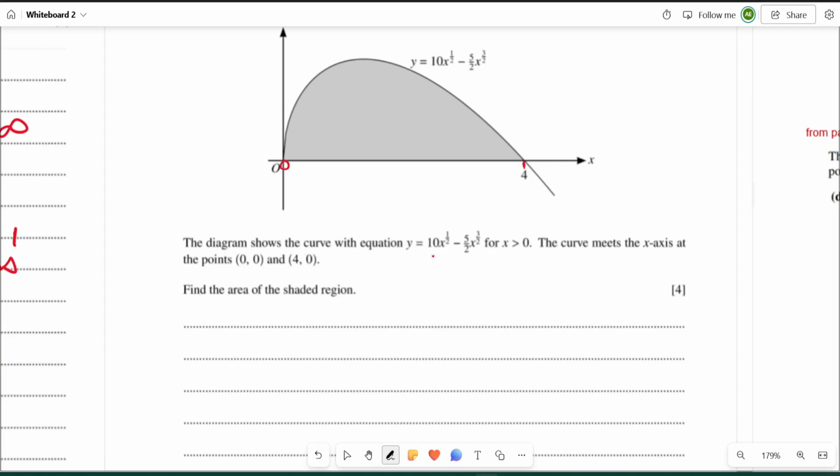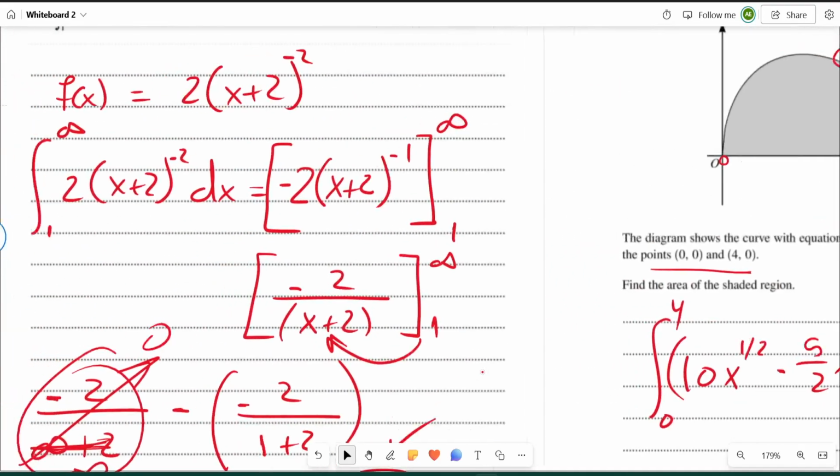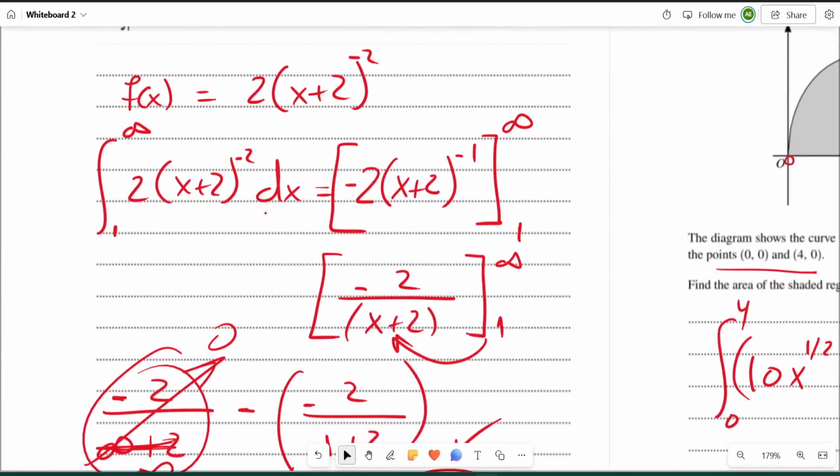The diagram shows the curve with this equation. The curve meets the axis at this point and this point. Find the area of the shaded region. So I'm going to do an integral, I'm going to take it from 0 to 4 of this curve, which is already written in an integratable way over here, minus 5 over 2 x power 3 over 2. And never forget to multiply by dx. Did I do it here? Yes, I did. Okay, good.